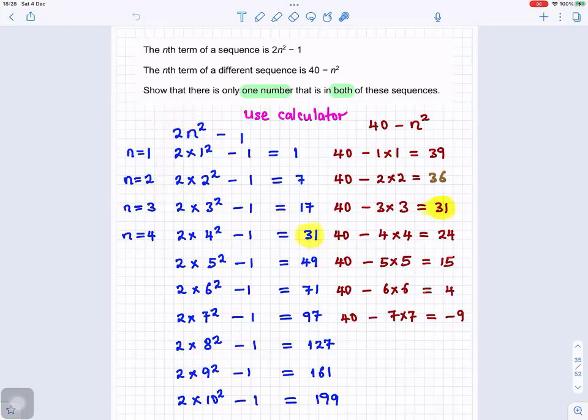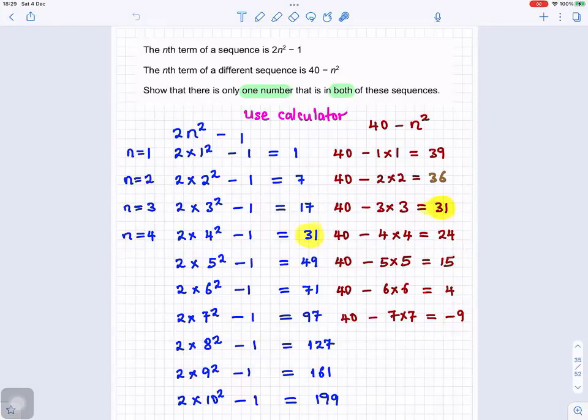Put 4, 2 times 4 squared minus 1 is 31. You put n is 5, 6, 7, 8, 9, 10, and you get all these answers. We go to the next one, 40 minus n squared. You put n is 1, 40 minus 1 times 1 is 39. Put 2, 40 minus 2 times 2 is 36. Put 3, 40 minus 3 times 3 is 31. Put 4, 40 minus 4 times 4 is 24. Put 5, 40 minus 5 times 5 is 15, and so on until you start getting negatives.